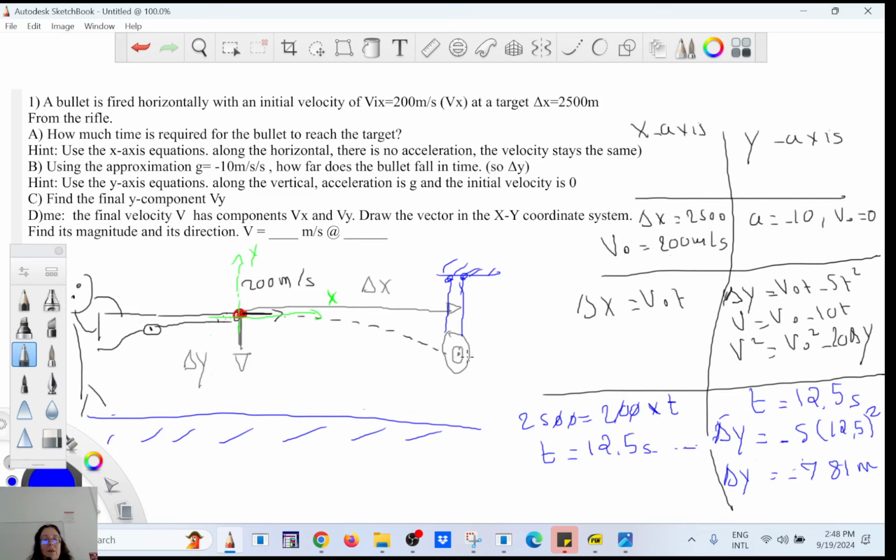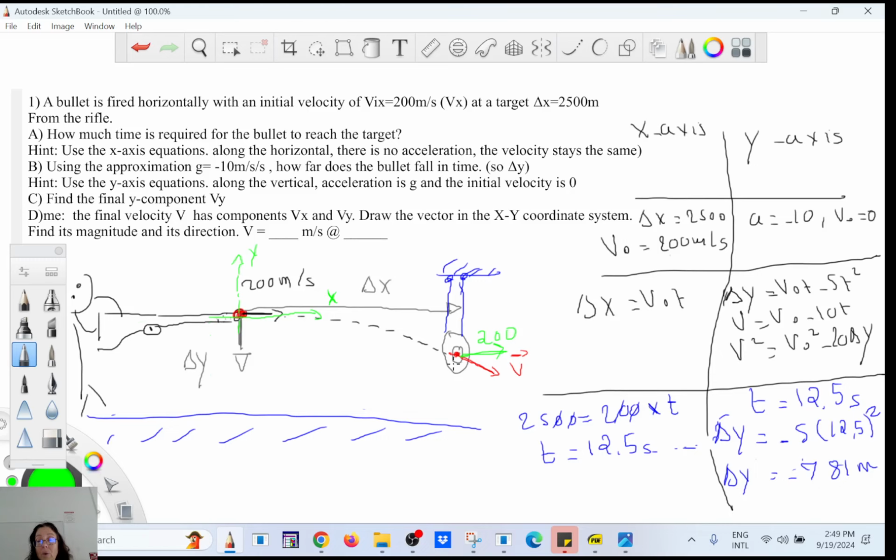Okay, so now we want to find the velocity of the bullet here, the final velocity. It has two components. So what's going to be the x component? It stays the same. The x component always stays the same. It does not change because it's cruising along. At t equals 0, it was 200. So at all times, it's going to be 200.